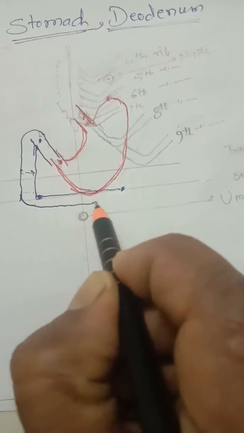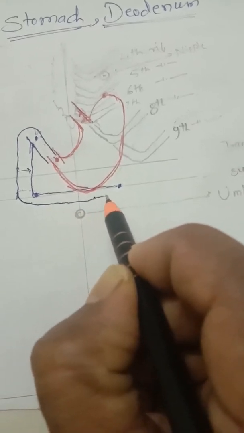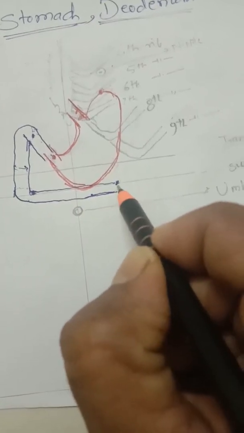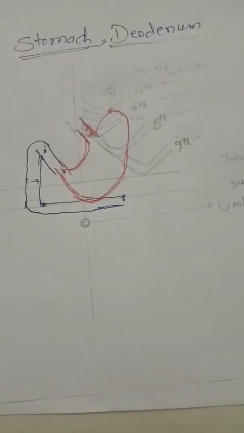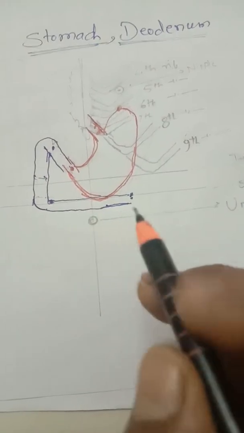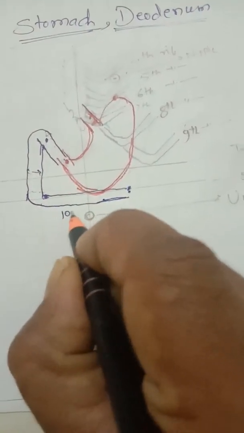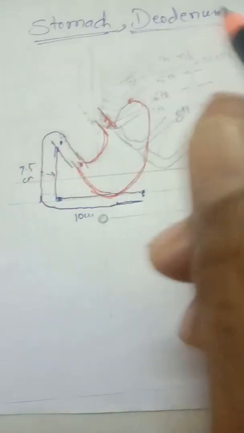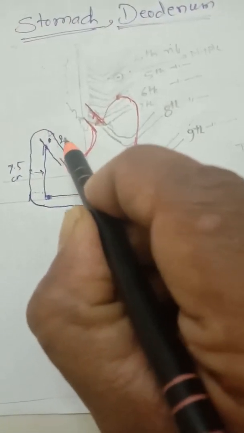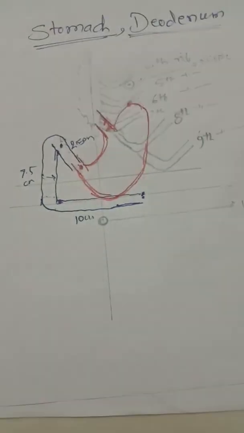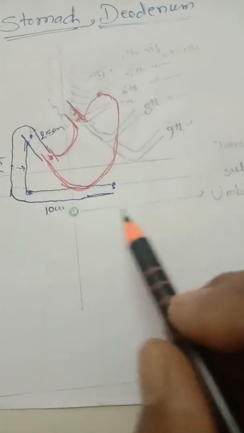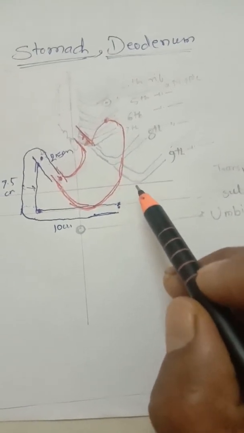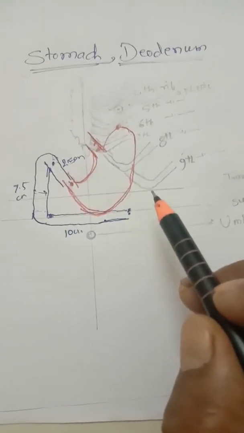In this way, it is present on the subcostal plane. So that is the third part, whose length is 10 centimeter. So this is the 10 centimeter, this is the 7.5 centimeter, and this is the 2.5 centimeter. Then draw the fourth and last part of the duodenum, which joins the duodenojejunal junction.